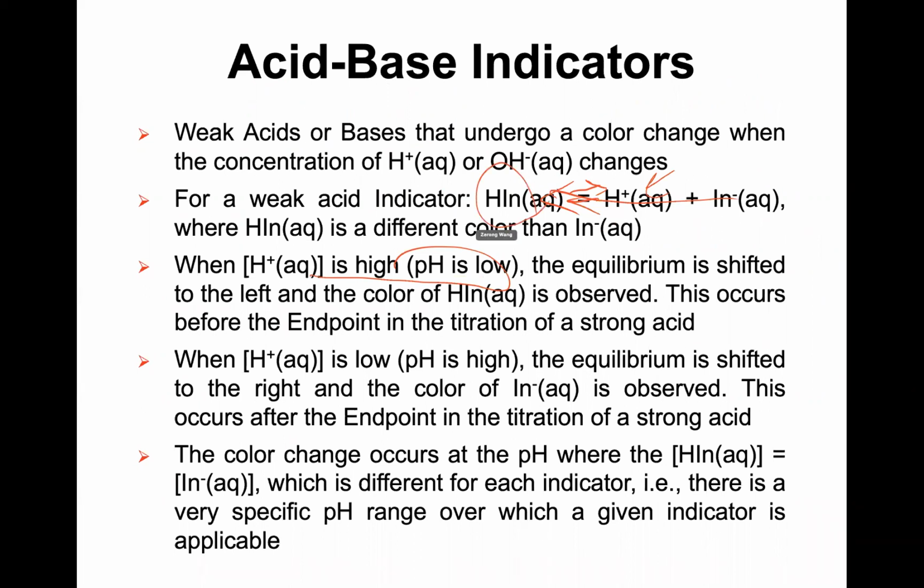But when the proton concentration is low, the pH is high. Let's see this case. This one is very low now, and the equilibrium shifts to this side. So that's how you're more likely to see the color of this form. That's how we can use the indicator to tell where the equilibrium stays, right?